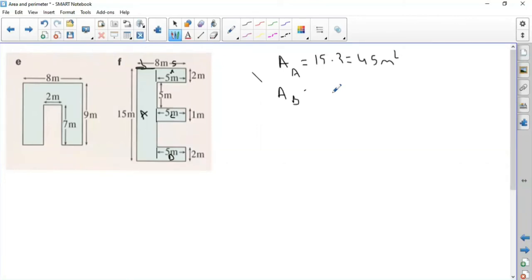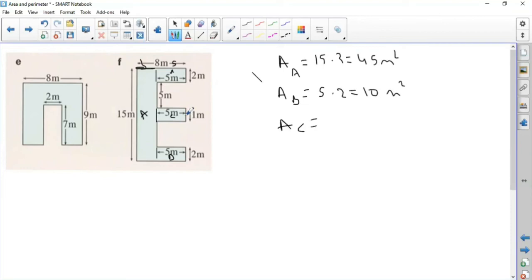It will be 5 times 2, that is 10. Okay, 5 times 2, which is 10 meters squared. When you say the area, please say the units too. Okay, it is important. 10 meters squared. Yes. Area of C.